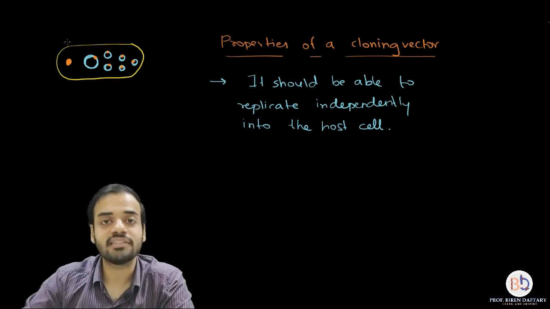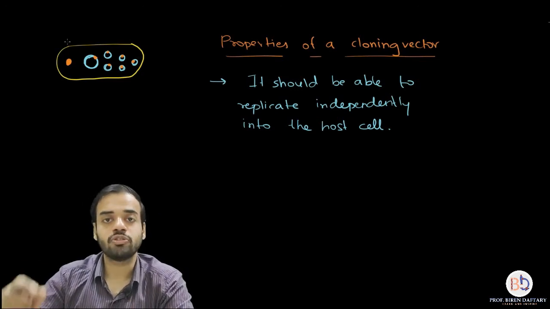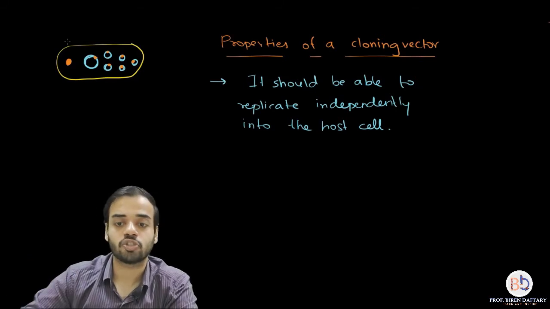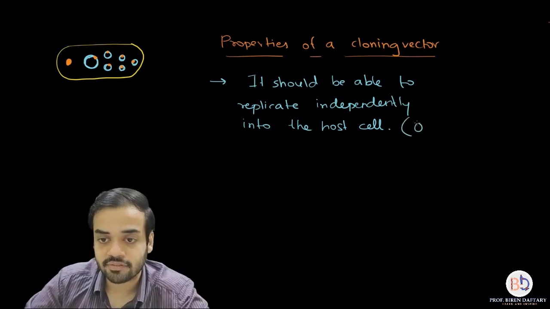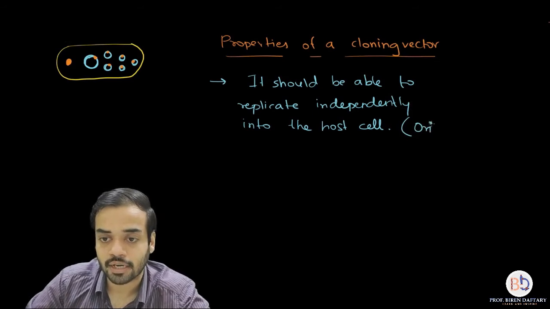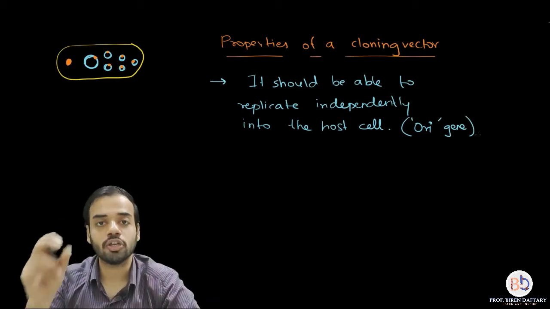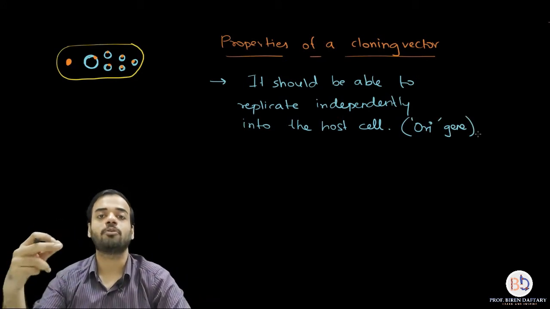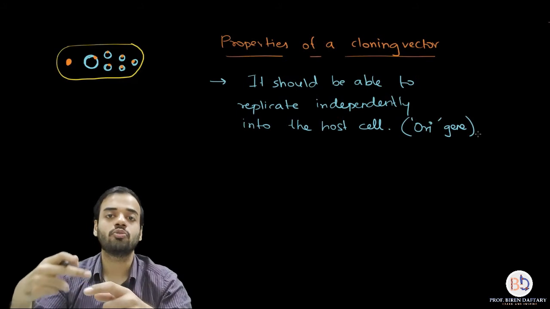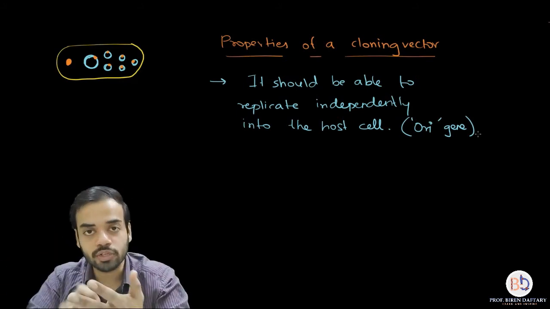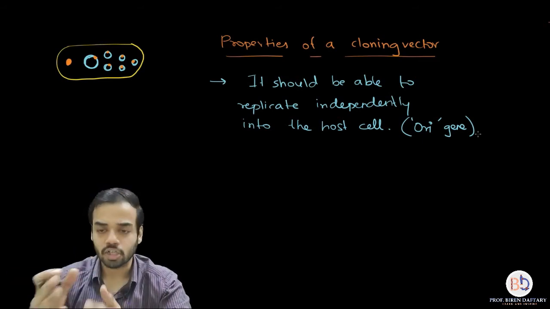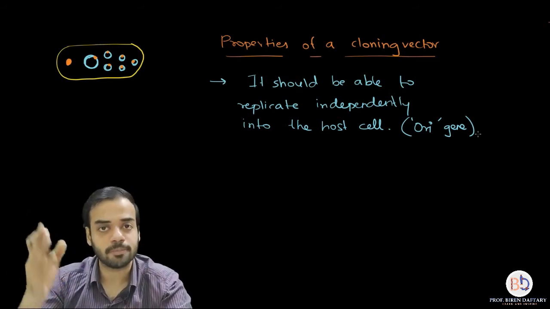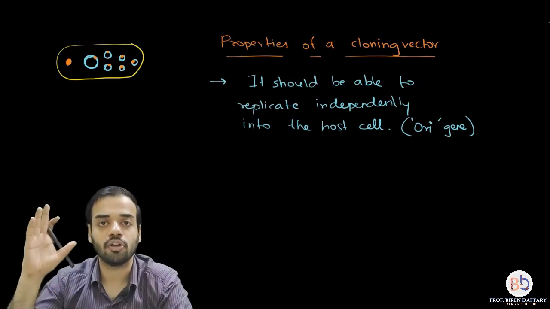Now how is this replication happening? There is a gene which is called the ORI gene. I will write it down over here in the bracket. This ORI gene, which is present on the cloning vector, makes it possible for the vector to replicate on its own. If this ORI gene is not present on the vector, then the vector cannot divide inside the host cell. Don't worry, I will explain this to you when I explain plasmids. So this is the first property of replication.